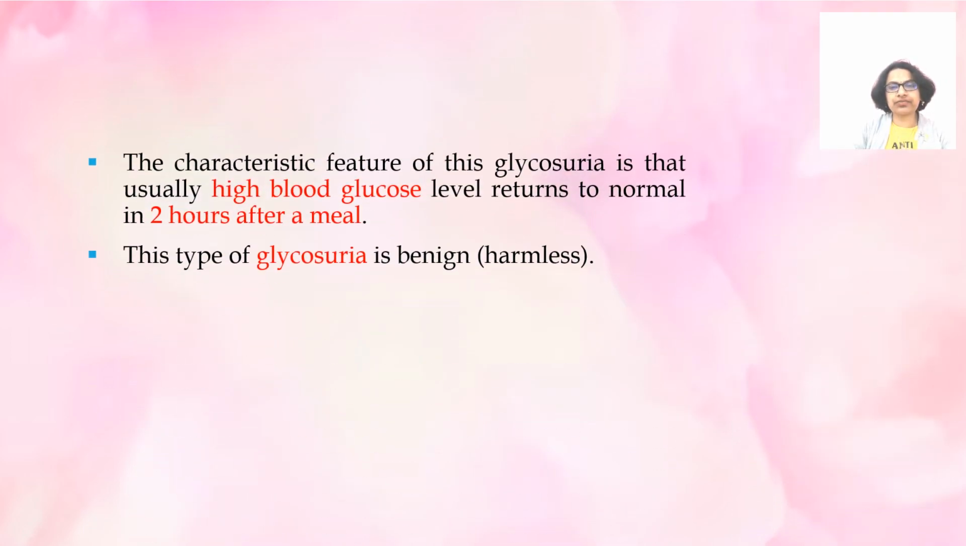The characteristic feature of this glycosuria is that the high blood glucose level usually returns to normal within 2 hours after a meal. Initially, there is a rise in the blood glucose level, and after 2 hours it decreases. This type of glycosuria is benign. Sometimes it may be a harmless condition.